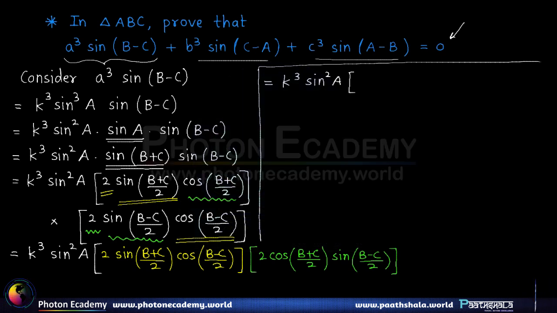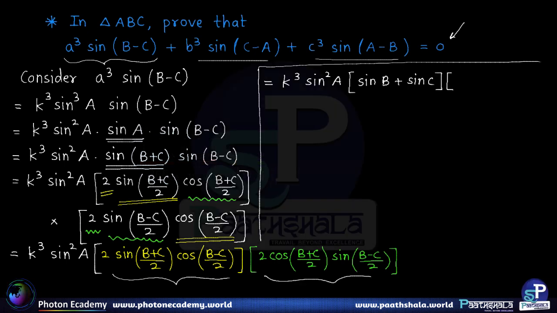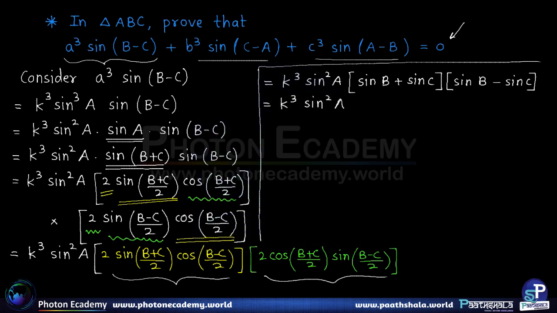into the first bracket. If you observe the first bracket shown here in yellow, it is nothing but the factorization of sine B plus sine C, and the second bracket is nothing but the factorization of sine B minus sine C. So therefore, by multiplying the two brackets, we can club them as sine square B minus sine square C.